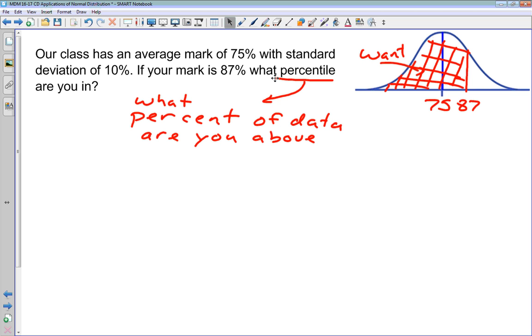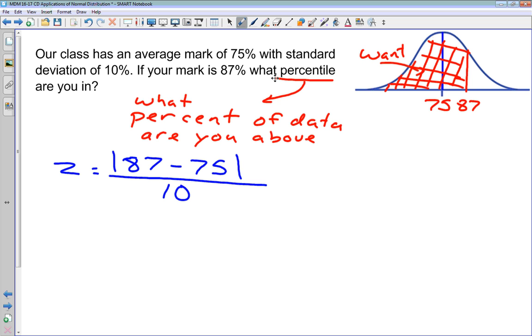So how are we going to do this? Well, let's calculate our z-score. It's going to be our value, 87, minus the mean, 75, take the absolute value, and divide by our standard deviation, which is 10. Punch this into our calculator, we get 1.2 standard deviations. Remember, it's not 1.2, it's 1.2 standard deviations. And are we above the mean or below the mean? We are above the mean.